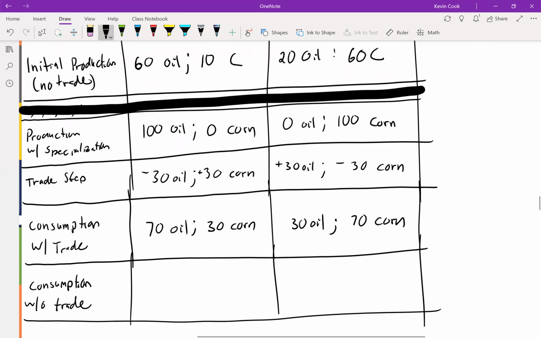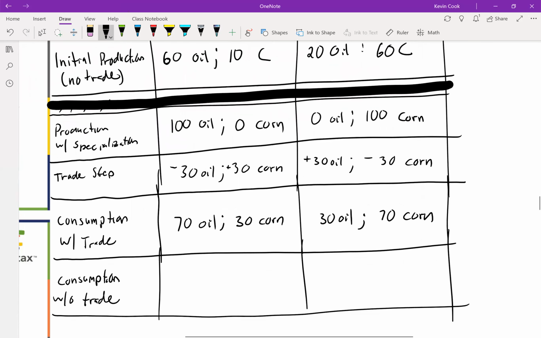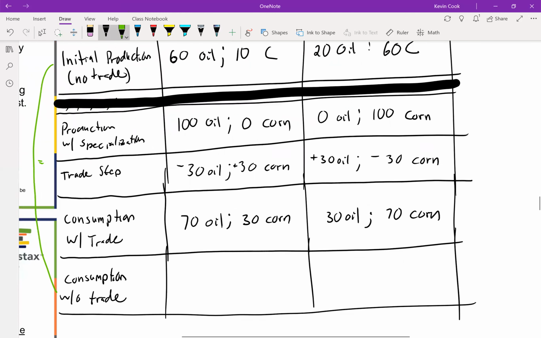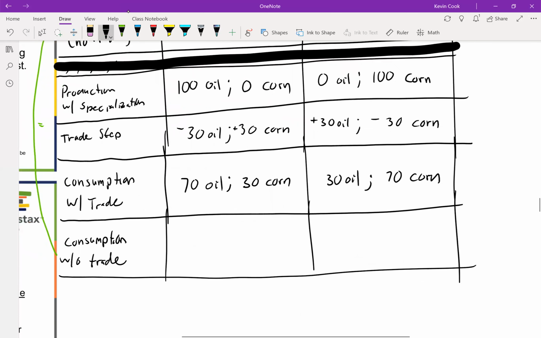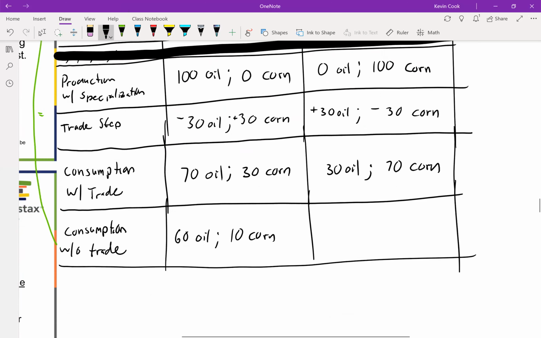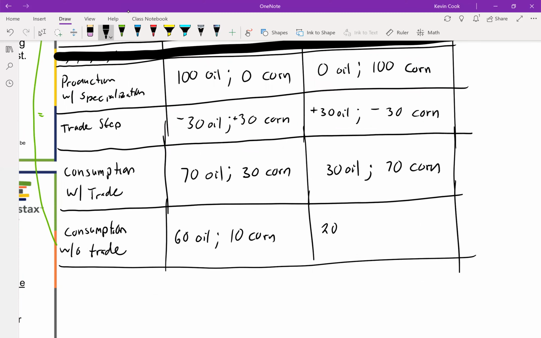So if we don't have trade, whatever we produce is what we consume. So these two are the same, or they're equal. Initially, if there was no trade, Saudi Arabia would have consumed and produced 60 oil and 10 corn, while the US would have produced 20 oil and 60 corn.